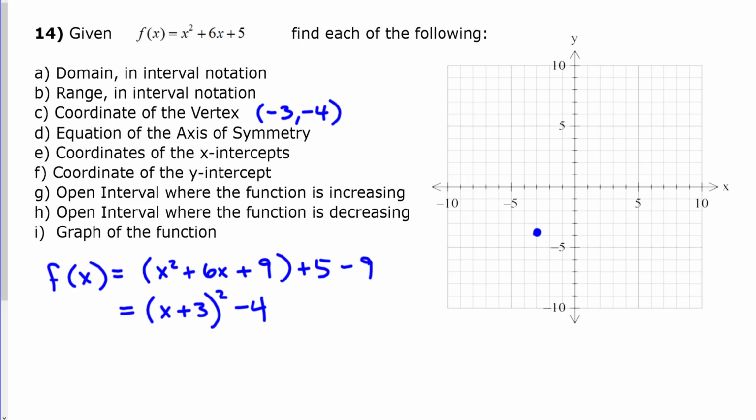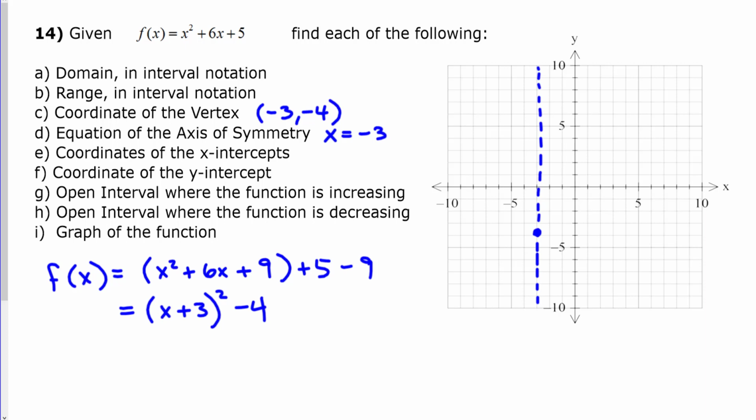All right, now that also gives me the axis of symmetry. So the axis of symmetry is a vertical line that just passes through the vertex. So it's going to pass through the x coordinate of your vertex. So that means it's x equals negative 3. So I don't really need to do any additional work to get that.